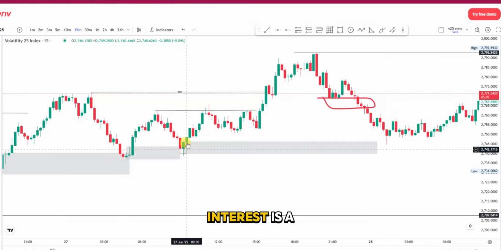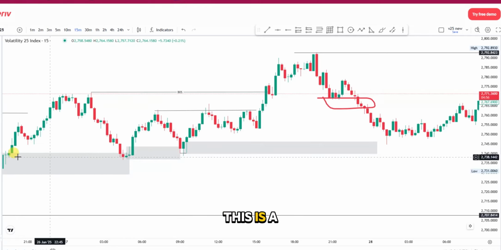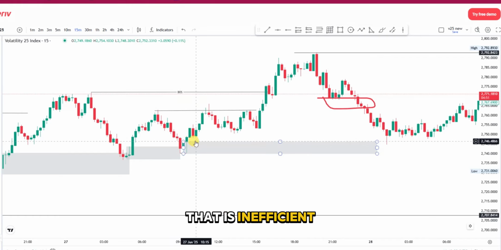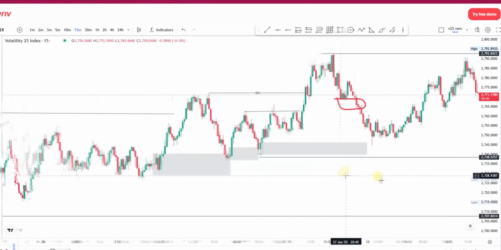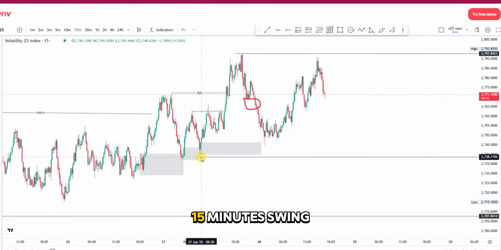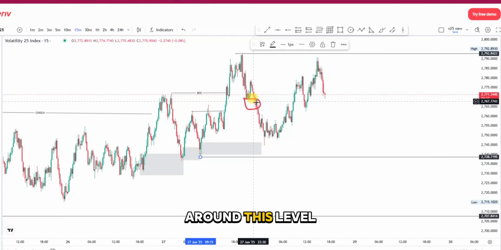So this point of interest is a high probability point of interest. It has a liquidity sweep. It plays around a key support zone. This is a key support zone, and it also has a fair value gap. That is inefficiency. So now I take this low as my 15-minute swing low, and then let me show you something. So now this is my 15-minute swing low, and by then price was around this level.